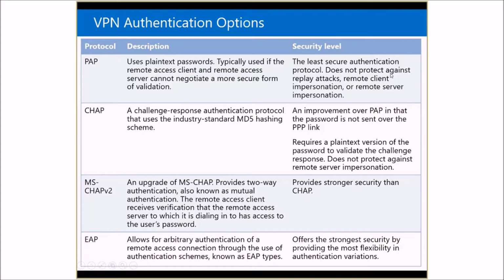It does not protect against replay attacks, remote client impersonation, or remote server impersonation. So what does that all mean? It's plain text, first of all. If I capture it, I've got the username and password, okay? Because it's not encrypted at all. It does not protect against replay attacks. What does that mean? That means if I capture the packets for authentication, I could just send them to the server again and use them as if it was me sending it.